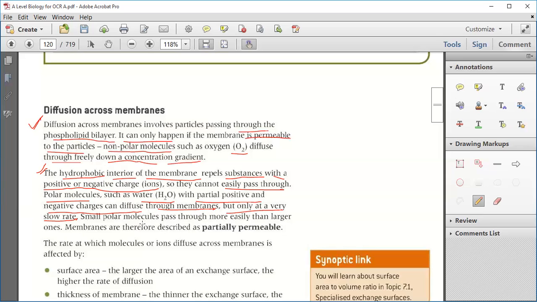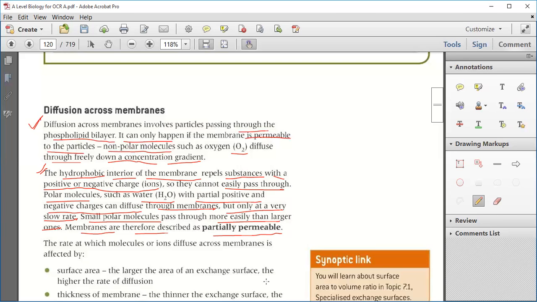Is that clear? Okay, now small polar molecules pass through more easily than the larger ones. Membranes are therefore described as partially permeable. So small molecules can pass through easily rather than the larger ones, and that's why those membranes are known as partially permeable membranes. Clear?